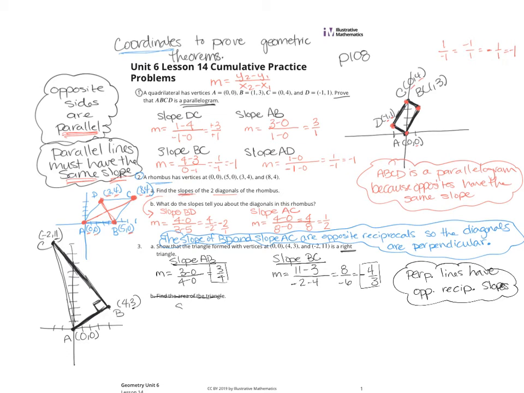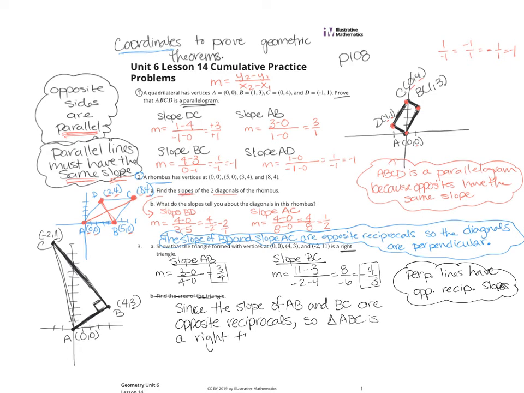So since the slope of AB and BC are opposite reciprocals, then we know that they're perpendicular. Then we know what makes a right angle. So triangle ABC is a right triangle. Pretty cool, huh?